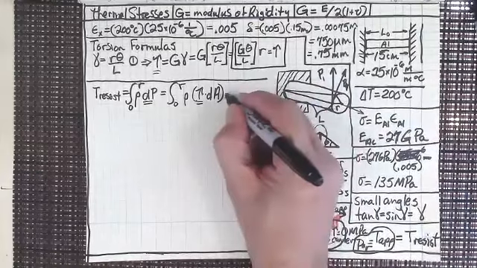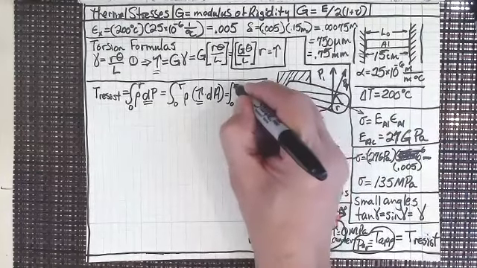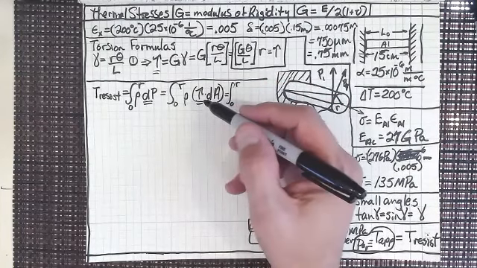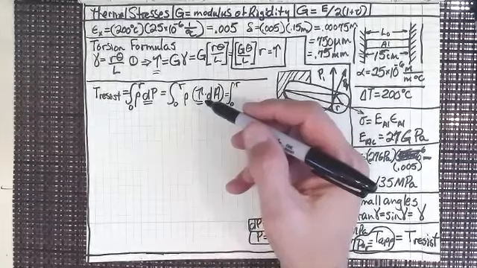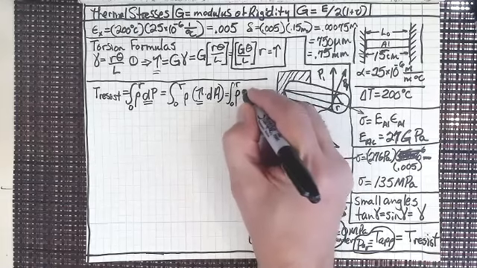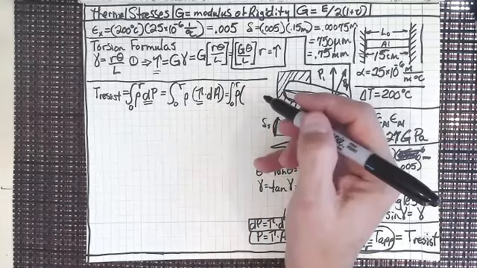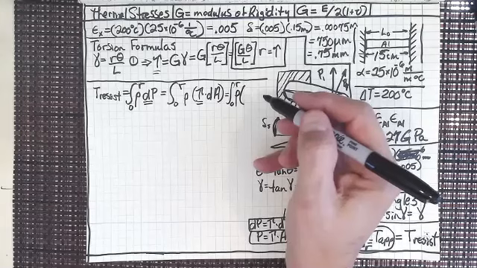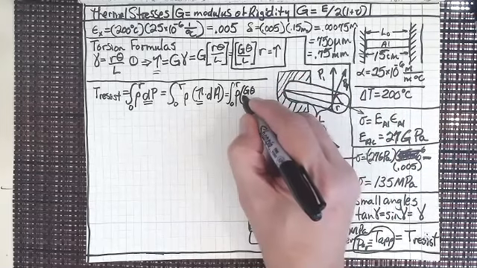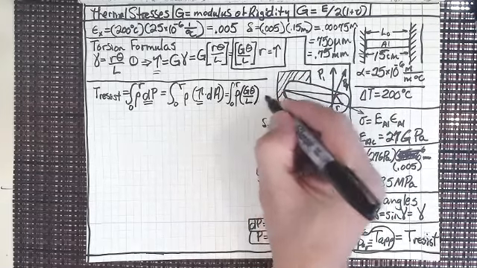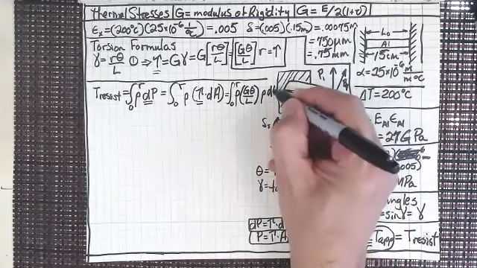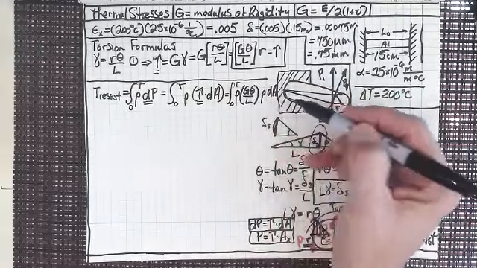So let's substitute in what we've got here. It's still 0 to r. I've got tau, and what is tau? I'm going to replace tau with rho times tau, and tau is G theta over L, times rho. And we still need our dA. So that's the equation that we've got there.